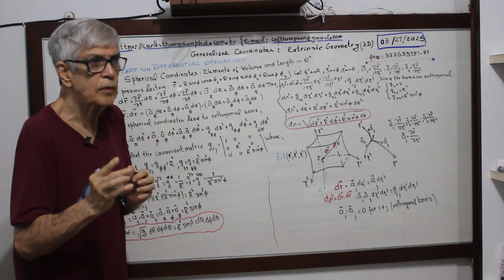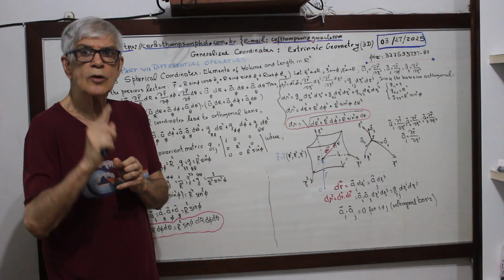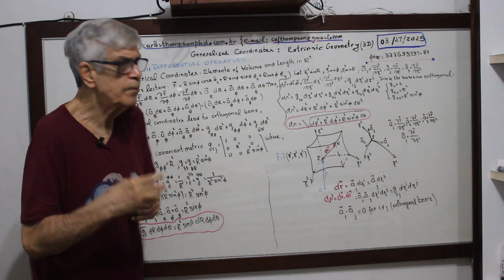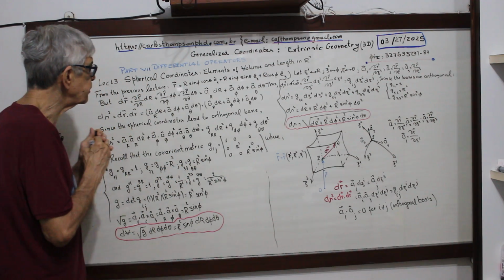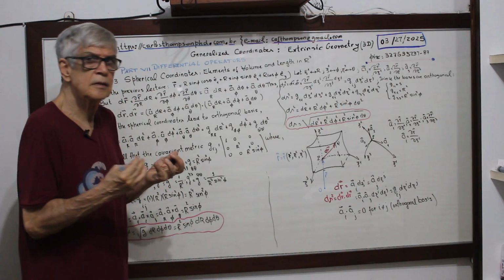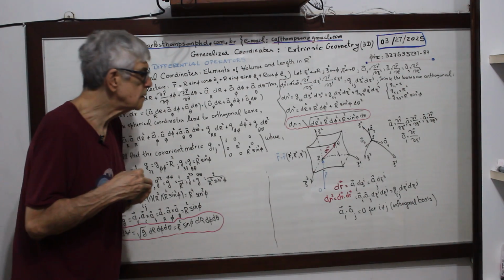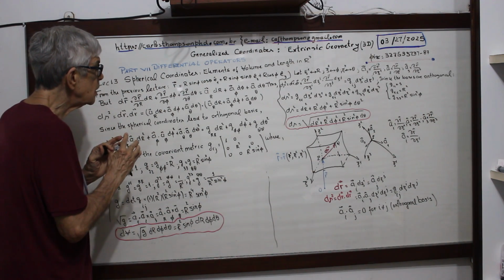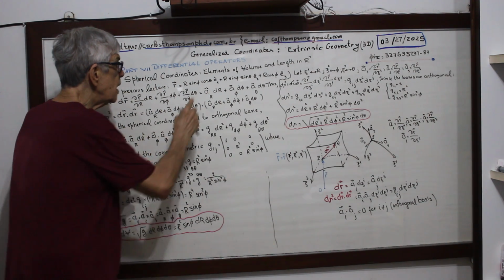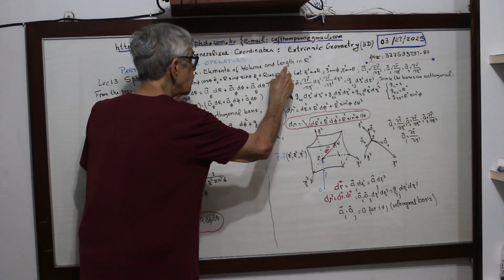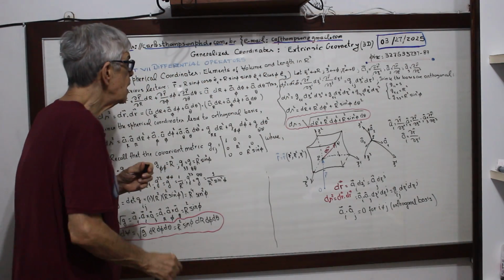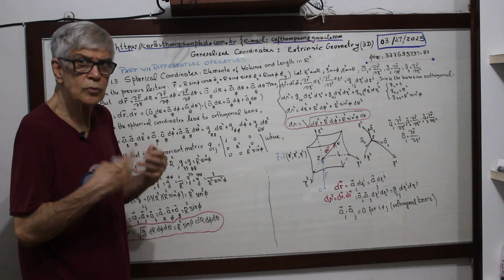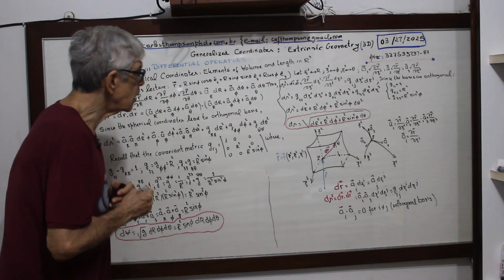Don't forget to go back to part 3, lecture 4, okay? This is where we initiated this spherical coordinate, okay? Now, the objective here is to obtain the element of volume and element of length in R3. Element of area we'll do in the next lecture, okay?